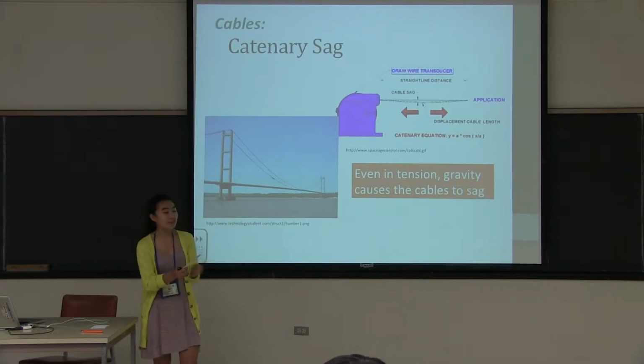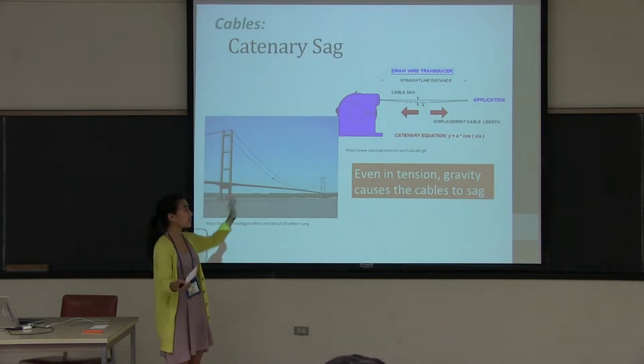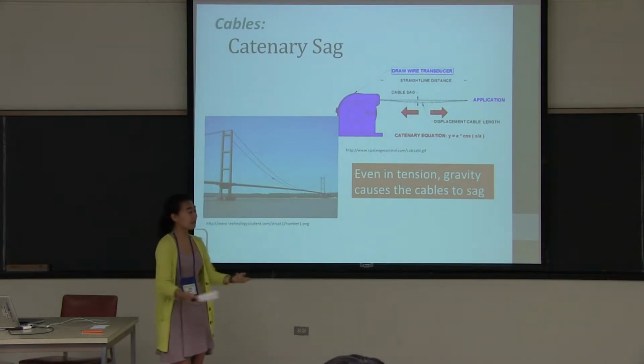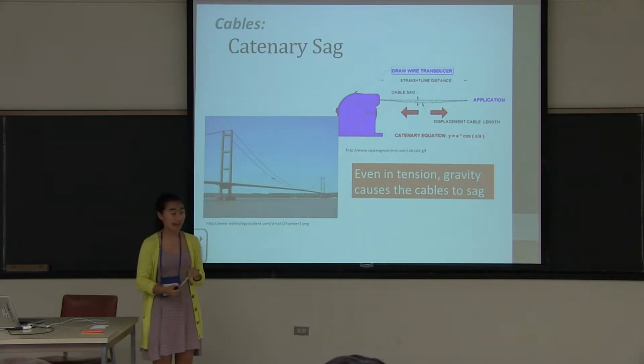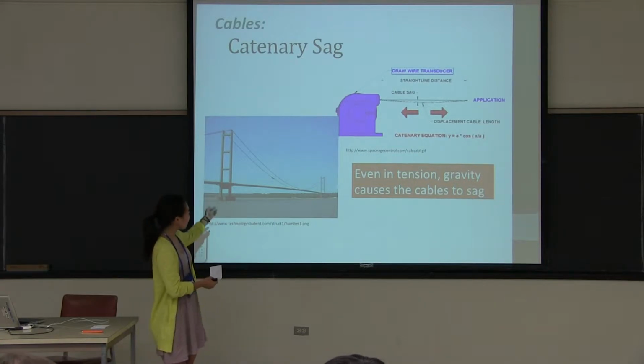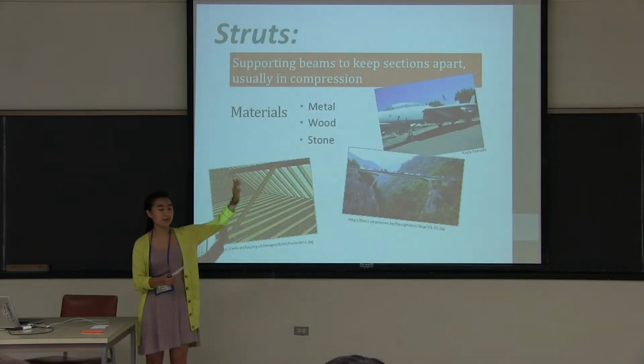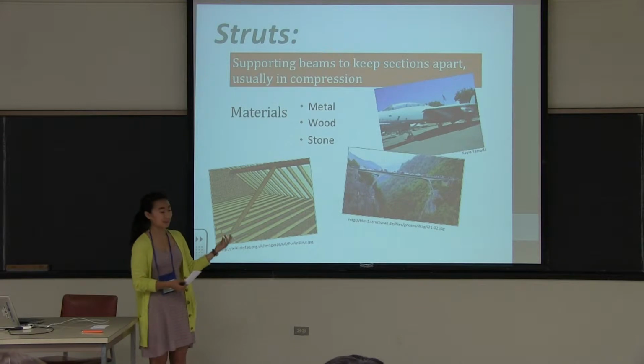Even if you pull a cable really tight, there's still going to be a sag because of gravity, and this is called the catenary sag. As you can see in the suspension bridge, it's the main cable that slopes down, so you have to take that into account.